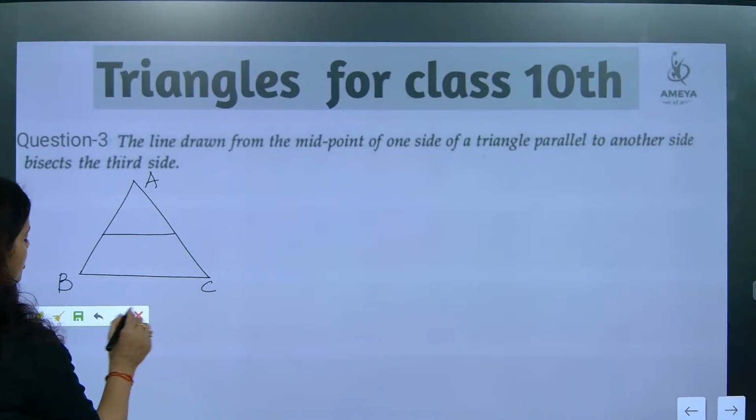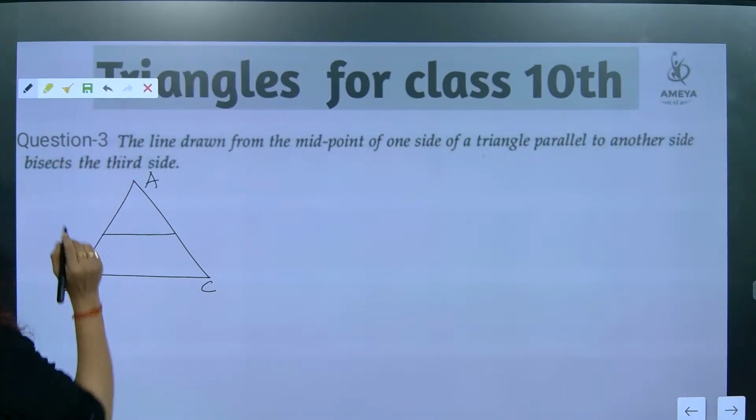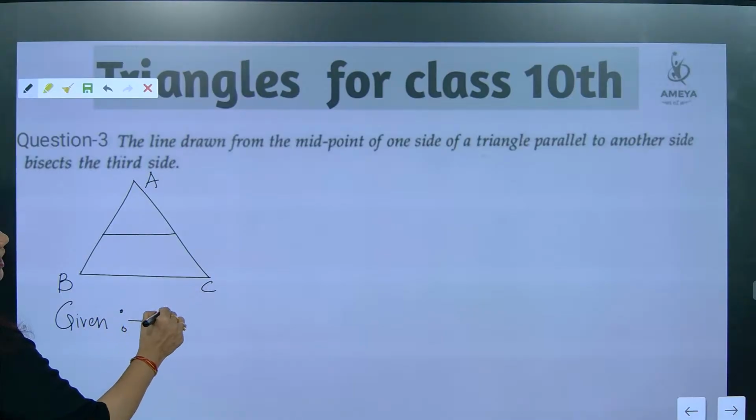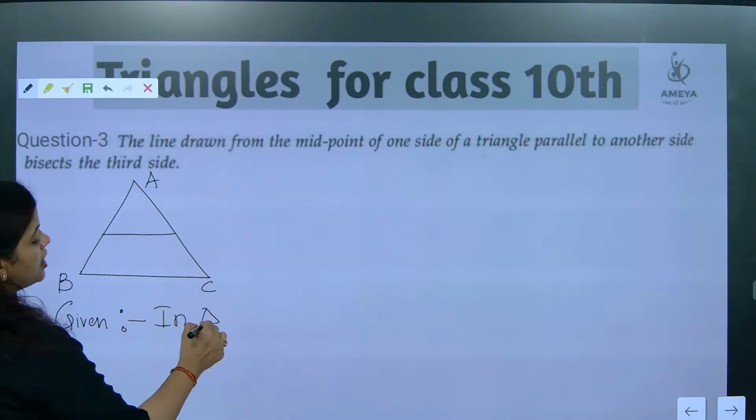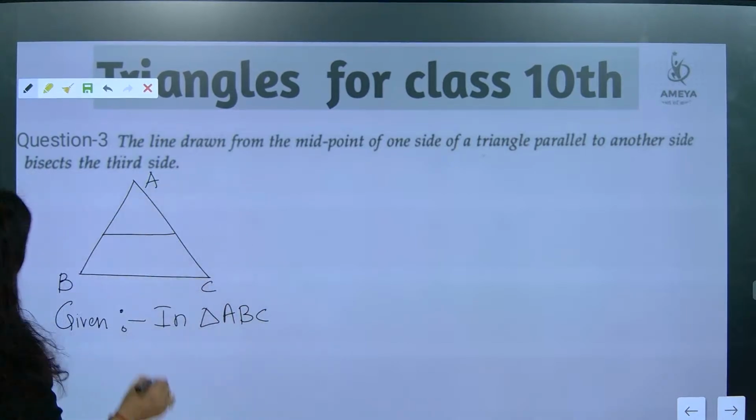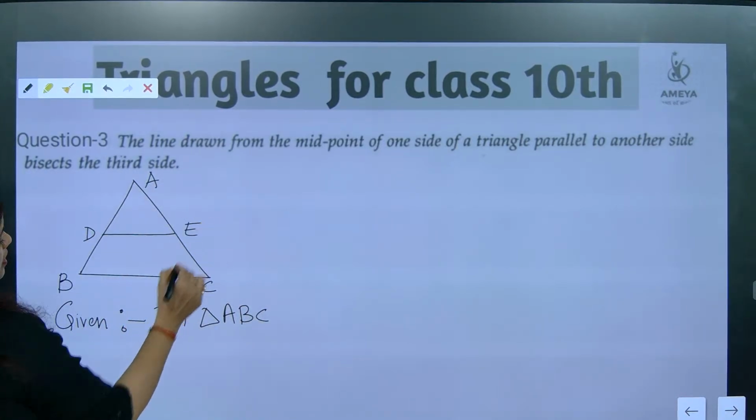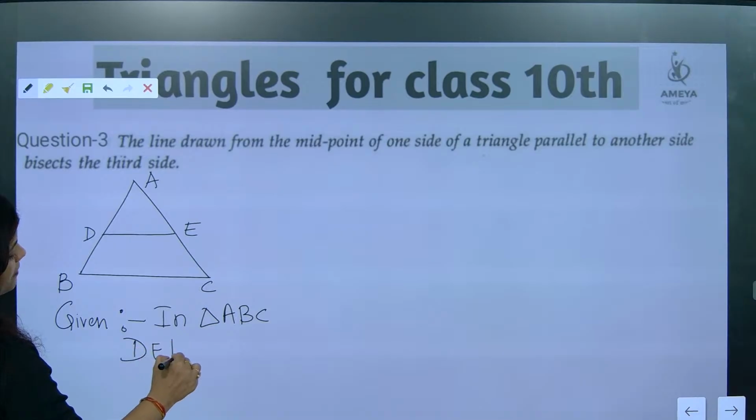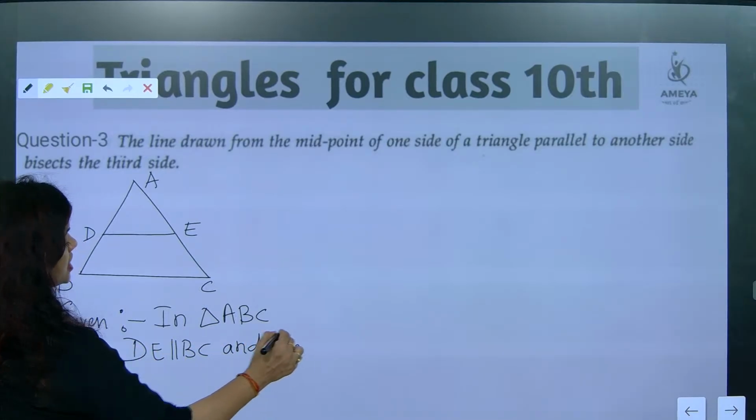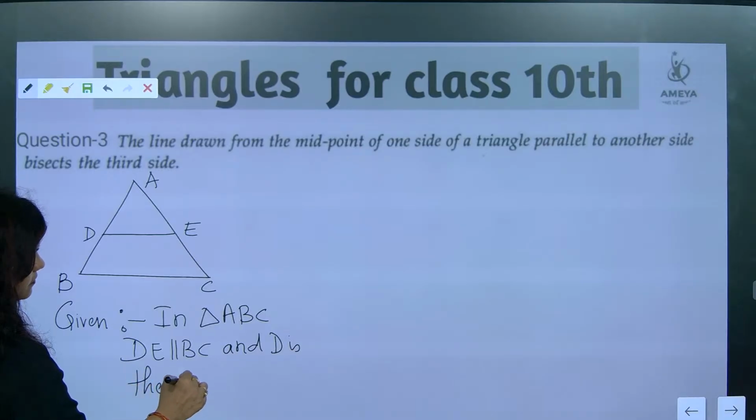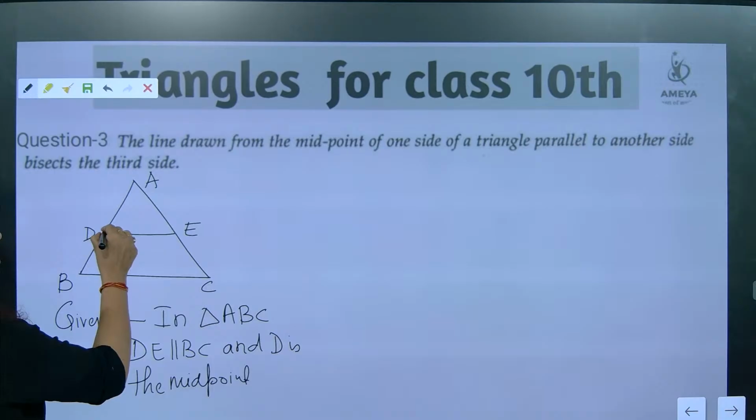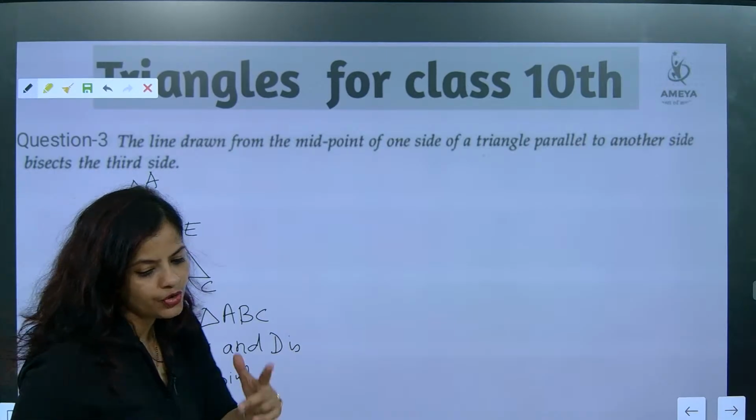Whenever any question is given, you need to write first the given section. In the given section, what you are going to write? In triangle ABC, DE is parallel to BC and D is the midpoint. If any midpoint is there, it means the midpoint divides the side into two equal halves.